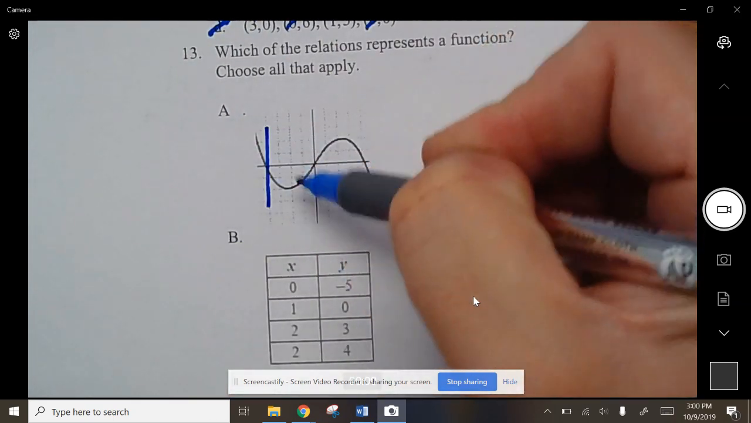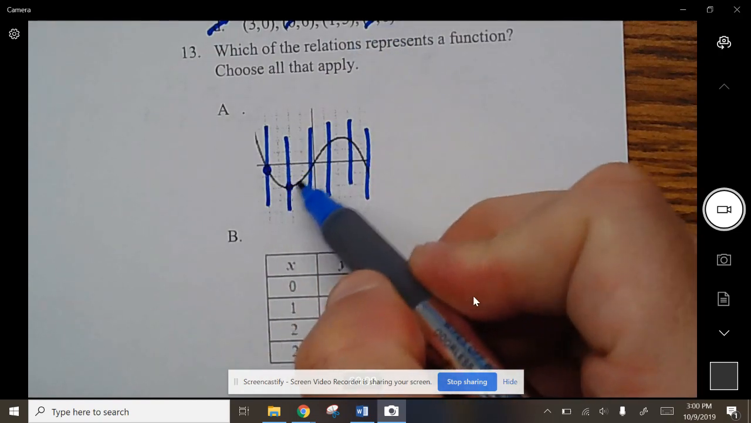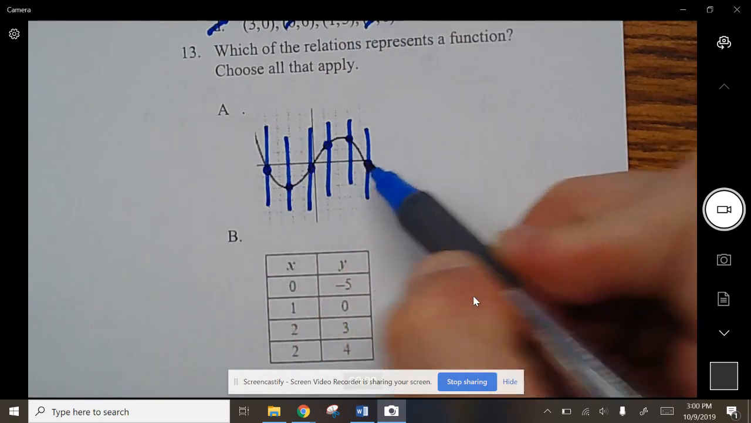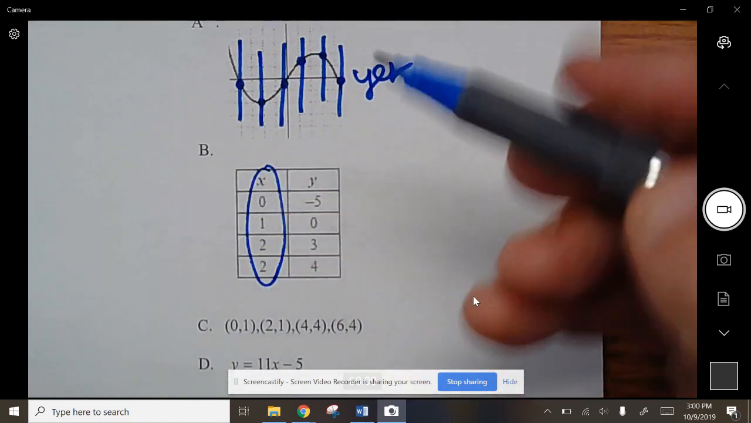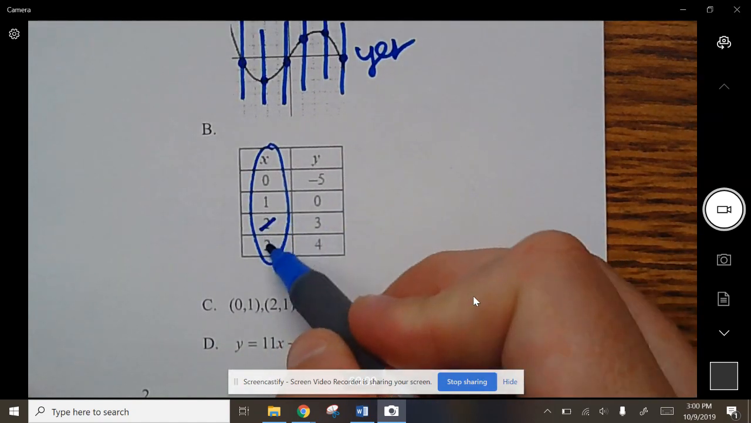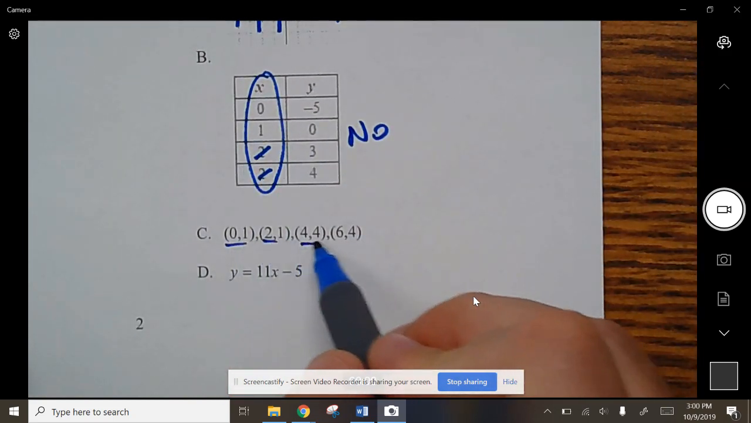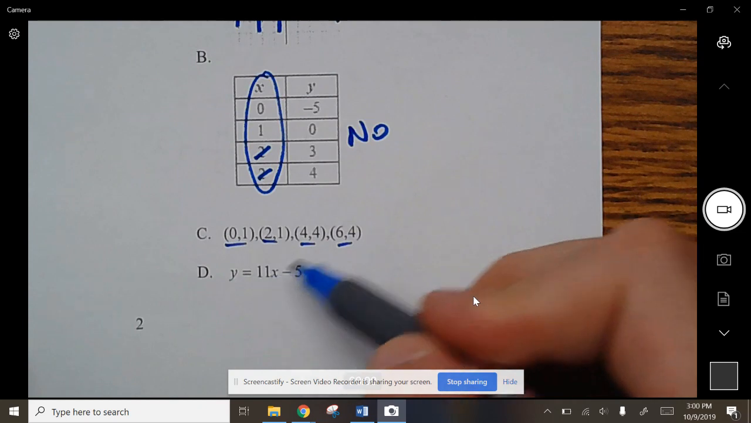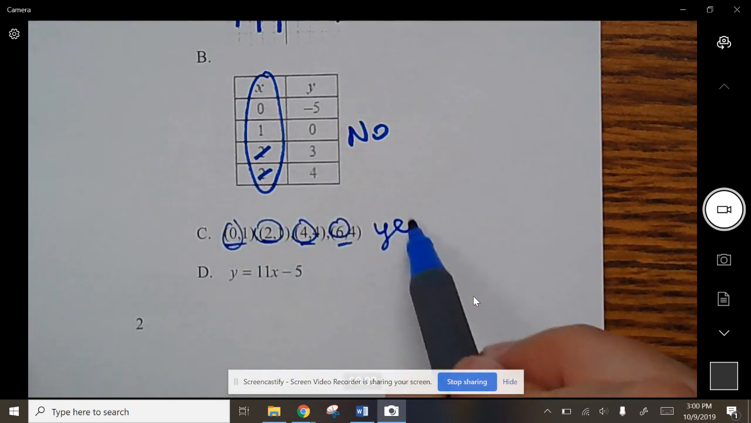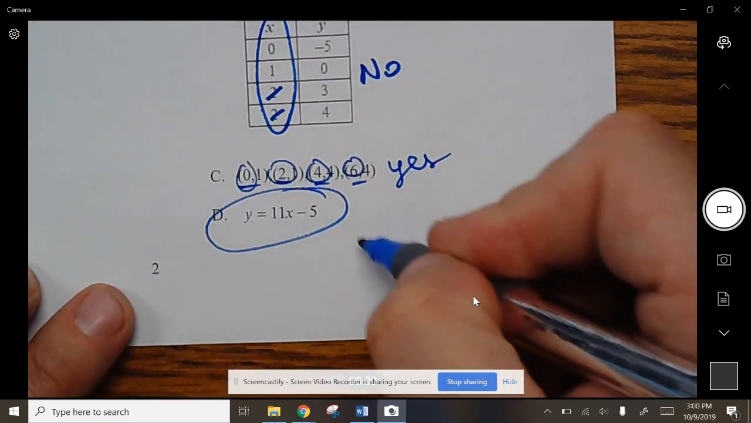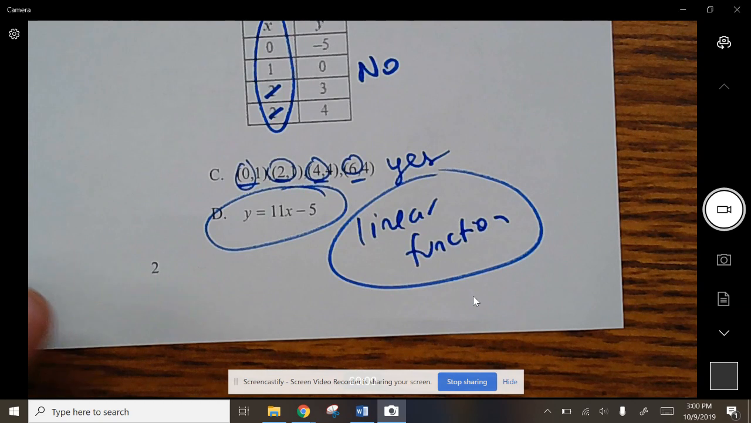All right, and then number 13, choose all that apply. Is this a function? A. If I draw straight lines through this, throughout the whole thing, it's only going to touch it once. So guess what? Yes, that's a function. All right, let's look at this. Is this a function? Uh-oh. My x values, nope, not a function. Is this a function? Nope, not a function. Or actually, hold up, yeah, x values don't repeat. Yes, and then guess what? This is always a function. That is a linear function. All right, so you're always good with that one.